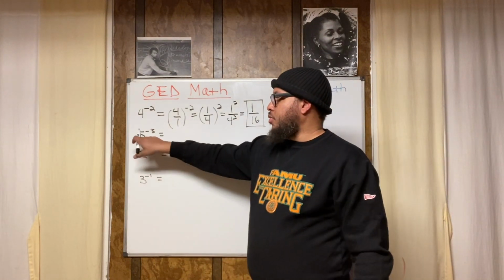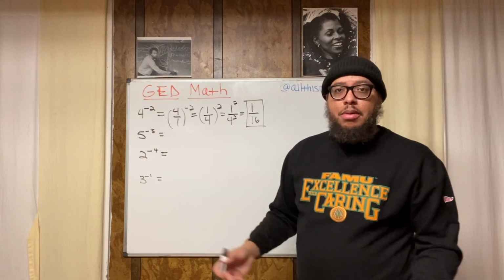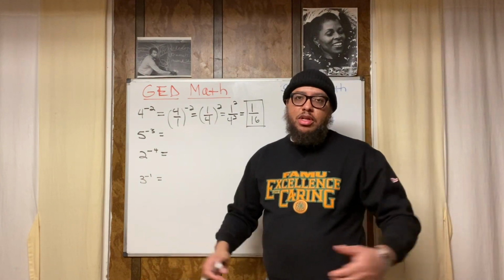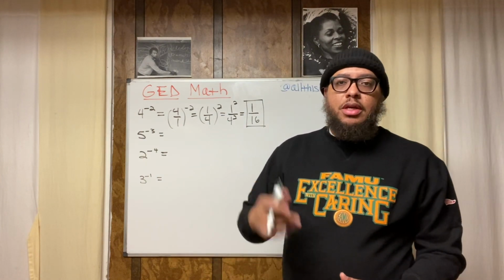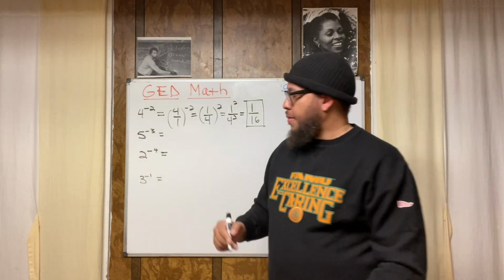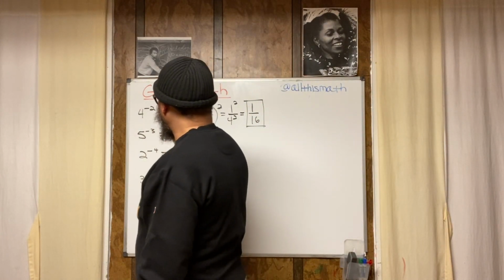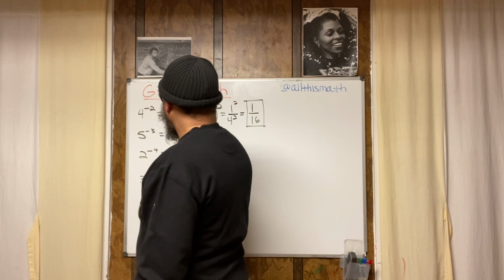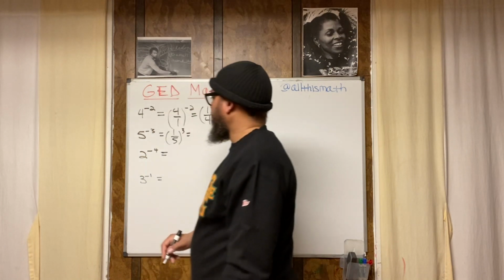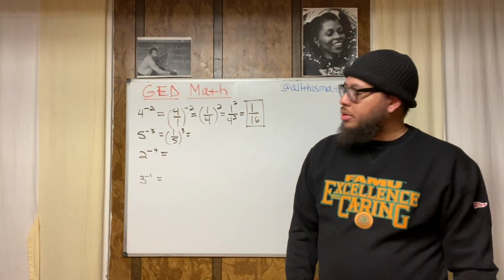I got to take the reciprocal of the base. What's my base? My base is 5. What's the reciprocal of 5? The reciprocal of 5 is 1 over 5, or 1/5. So this is going to become 1/5 to the third power.